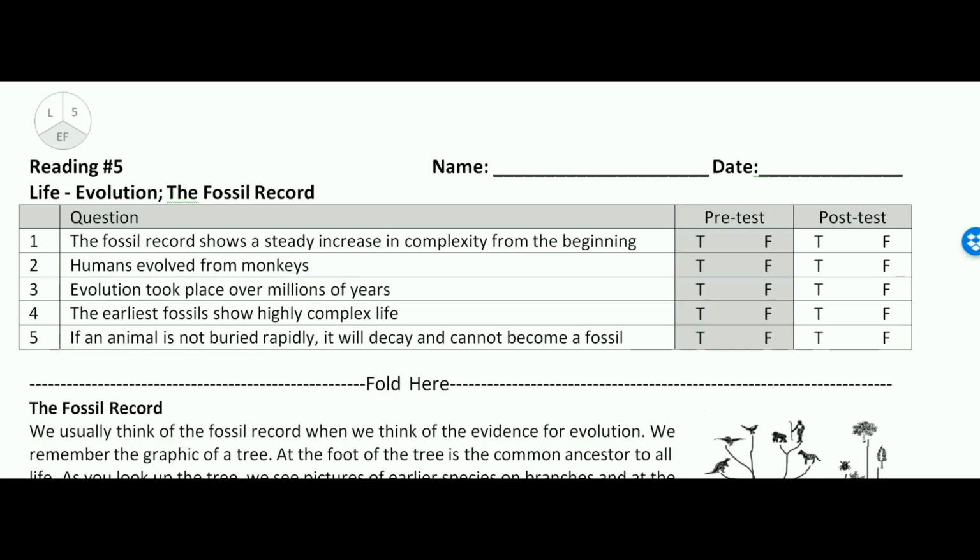Let's look at the questions. Number 1. The fossil record shows a steady increase in complexity from the beginning. The answer to that is false. Number 2. Humans evolved from monkeys. False. Number 3. Evolution took place over millions of years. False. Number 4. The earliest fossils show highly complex life. True. Number 5. If an animal is not buried rapidly, it will decay and cannot become a fossil.